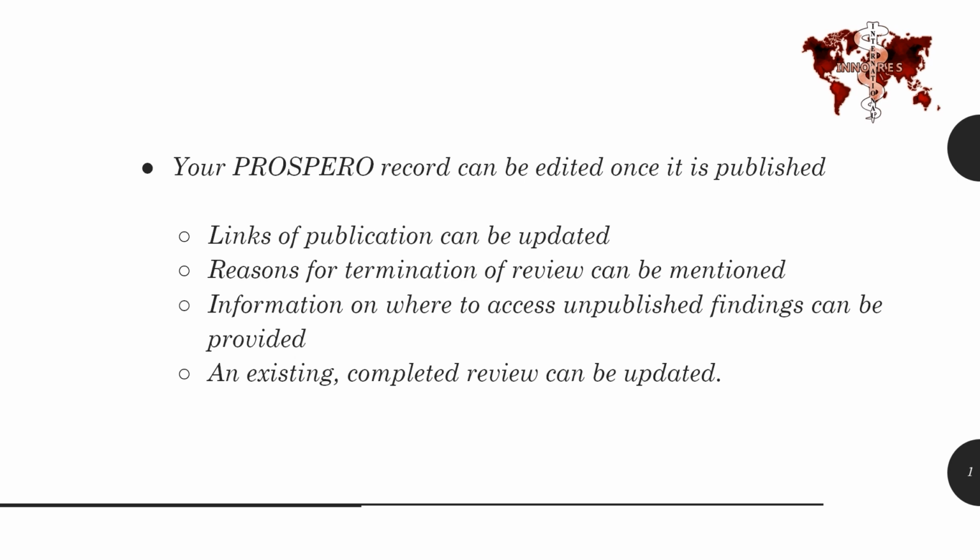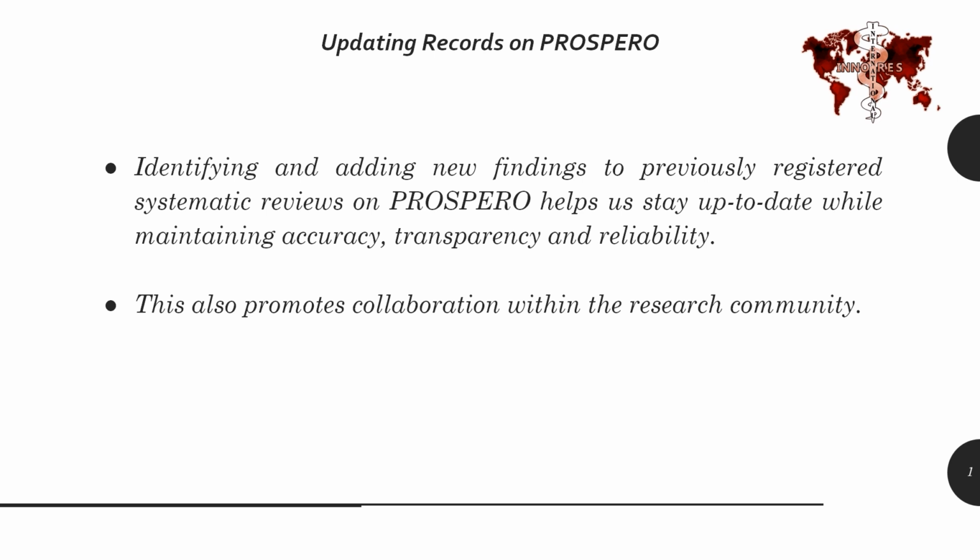You can update publication links, mention reasons for terminating a review, provide information on accessing unpublished findings, and even update details on an existing completed review. Existing reviews on Prospero can be updated to include new findings. This process ensures accuracy, transparency, and collaboration within the research community.